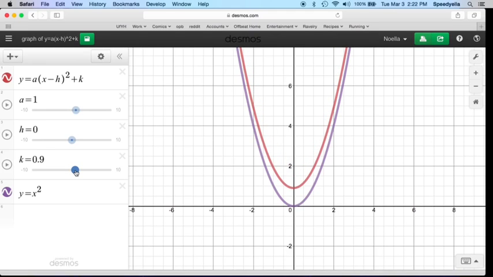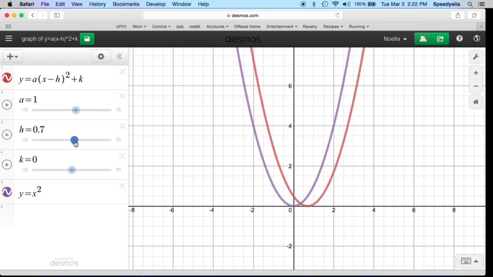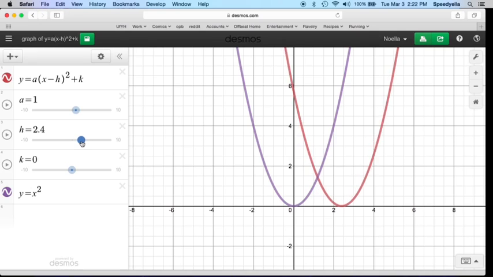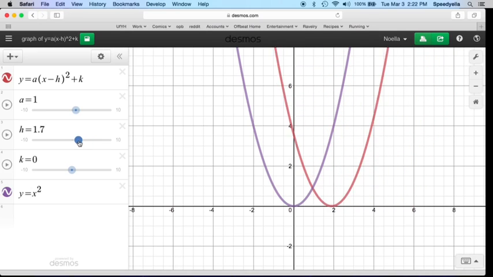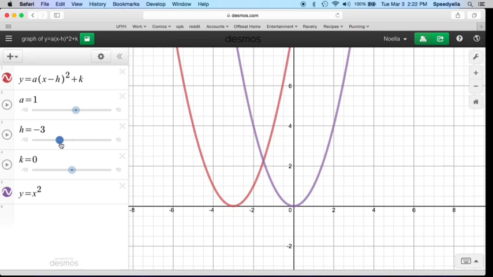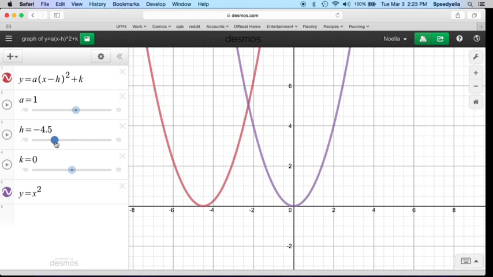I'm going to go ahead and put k back at 0. And now I want to look and see what h does. So I'm going to start by moving h to the right to make it bigger. So now I'm subtracting an h, and hey, that makes the parabola move to the right. And if my h value is negative, my parabola moves to the left by that much.